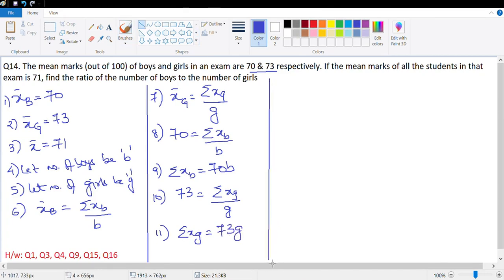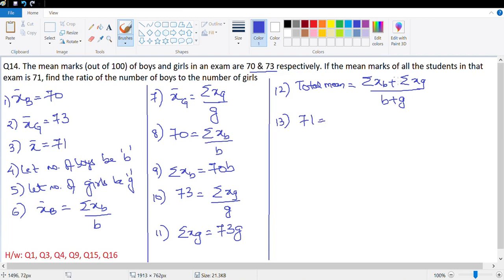So now we know the total marks of all the boys, we know the total marks of all the girls, we know the mean. Let's add this. So what we have is total mean is equal to the summation of marks of boys plus the summation of marks of girls upon the total number of students, in this case boys plus girls. Let's put in the values that we know. Total mean is 71. Summation of xb we calculated as 70b plus summation of xg we calculated as 73g upon b plus g.